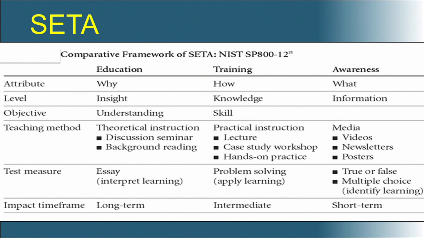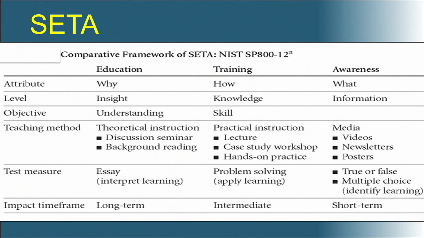Now we have talked about three things: education, training and awareness. What is the difference between these? This is a very nice framework, done by NIST, and I leave it for you to go through. In education, we talk about why we want to have information security; in training, we say how you achieve this; in awareness, you say what it is.